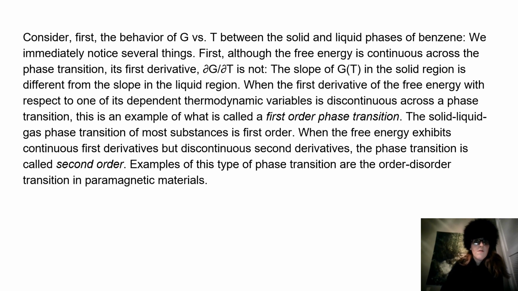When the first derivative of the free energy with respect to one of its dependent thermodynamic variables is discontinuous across a phase transition, this is an example of what is called a first-order phase transition. The solid-liquid-gas phase transition of most substances is first order. When the free energy exhibits continuous first derivatives but discontinuous second derivatives, the phase transition is called second order. Examples of this type of phase transition are the order-disorder transition in paramagnetic materials.